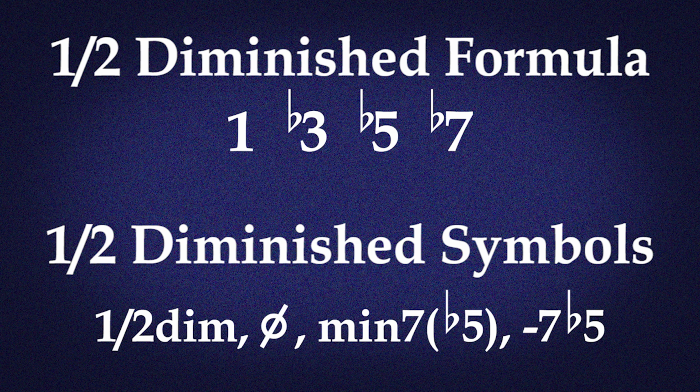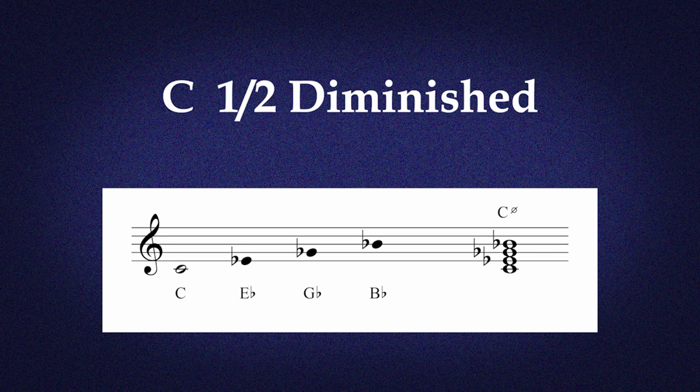Also, it can be labeled with a circle with a line through it. This indicates a diminished chord cut in half, or half diminished. Sometimes a 7 is added after the split circle, but it is not necessary. A C half diminished chord is spelled C, E flat, G flat, B flat.